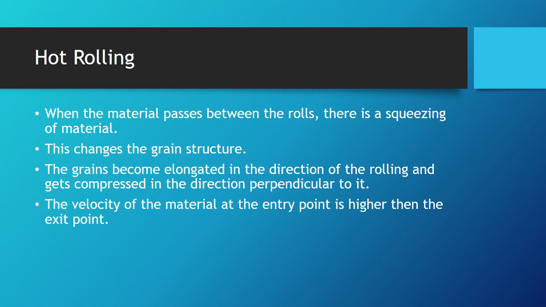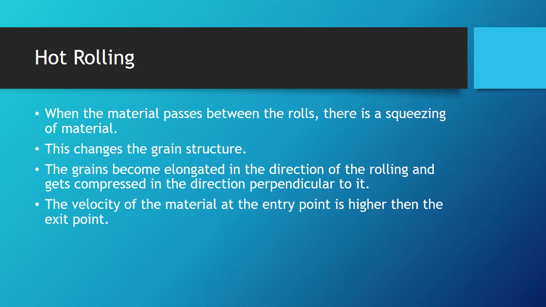So what happens when the material passes between the rolls? There is a squeezing of material. This squeezing changes the grain structure. The grains become elongated in the direction of the rolling and get compressed in the direction which is perpendicular to it.